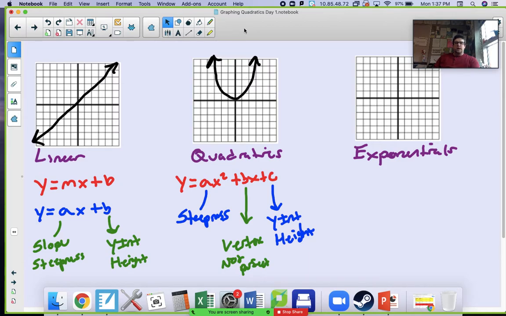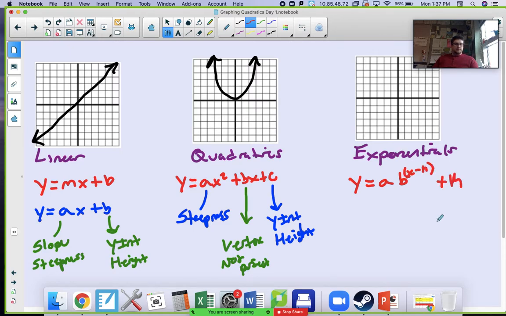And then exponentials, we haven't studied those yet. I just want to throw it in there. Their standard form is a times b to the x minus h, plus k. And the only similar letter is a, still controls that steepness. The bigger the number a is, the steeper our exponential graph. And an exponential graph looks like this. And it just takes off.